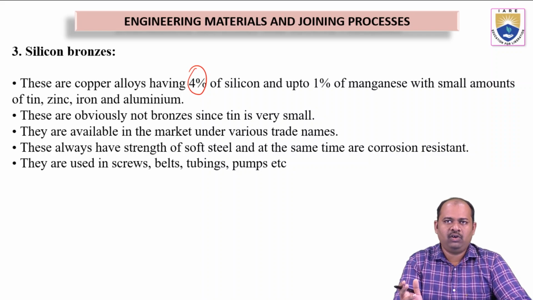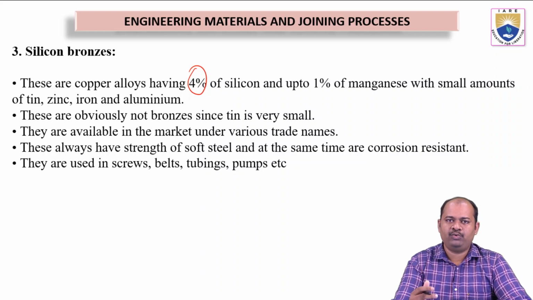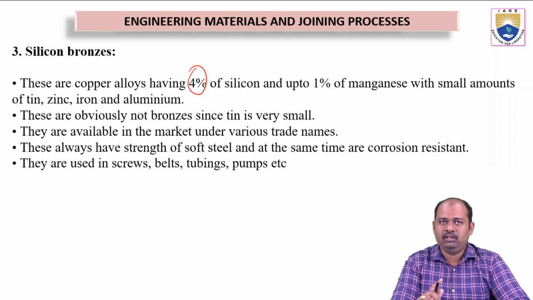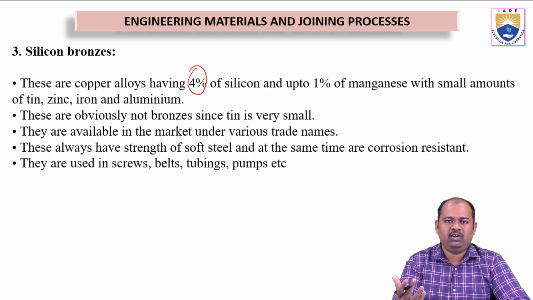Other than silicon, we have manganese, zinc and other materials which are added in very small proportions. These are present in copper while it is dug from the earth. They are purified, but some little amounts of these metals are still present inside. These are obviously not true bronze, since we have a very small quantity of tin here, so this mostly cannot be called bronze.